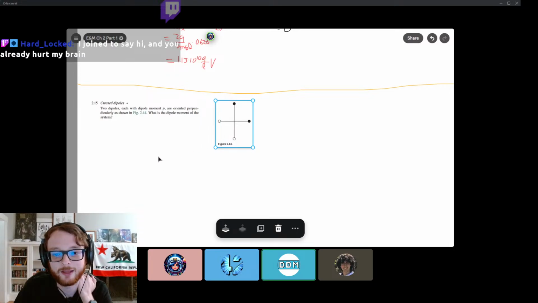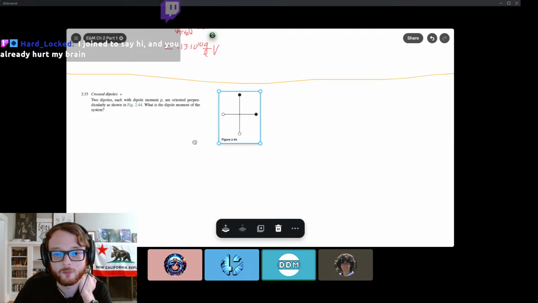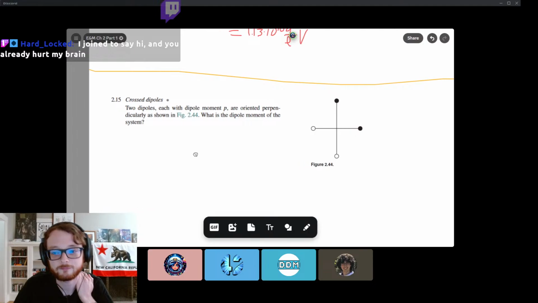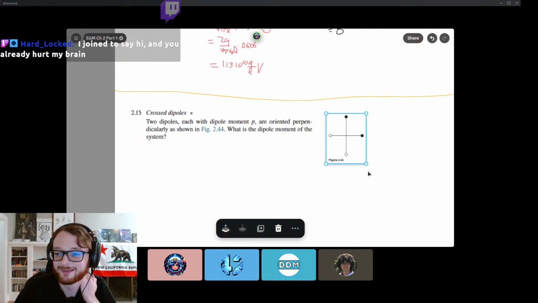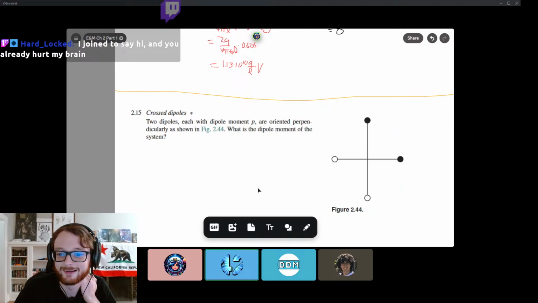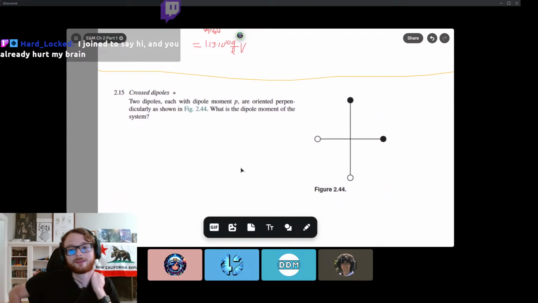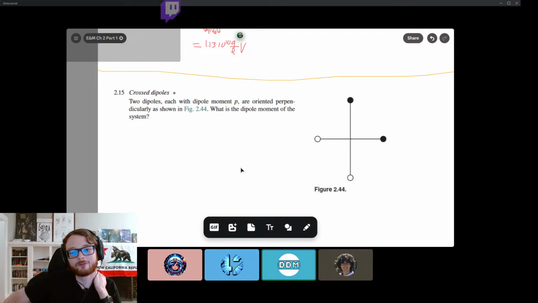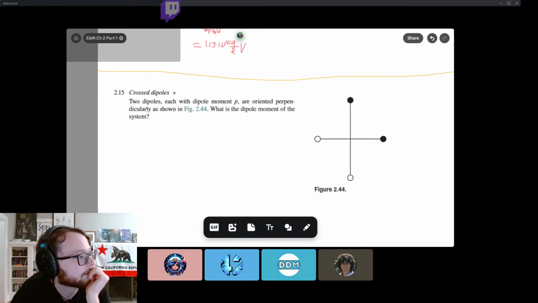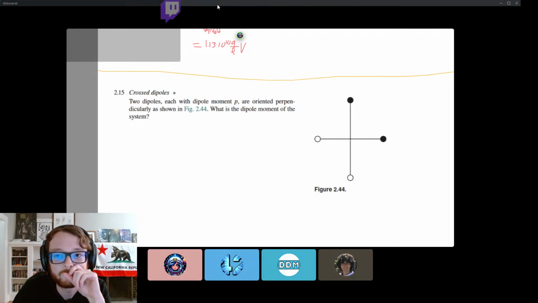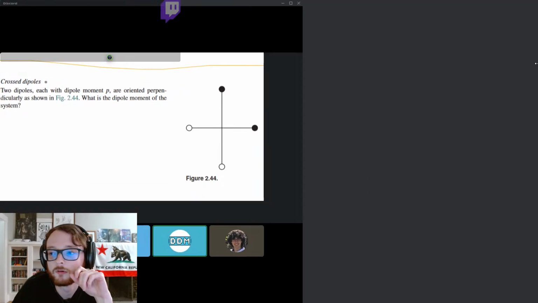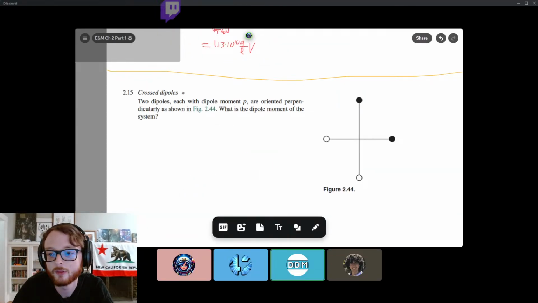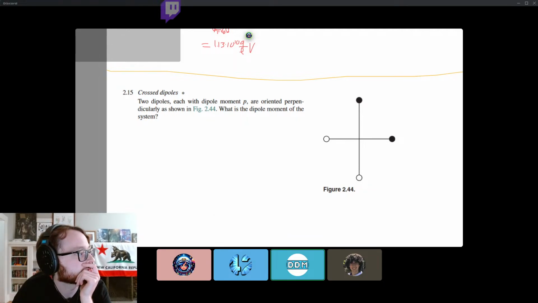Okay, I got 2.15 pasted in here, just a little bit below where we were working. A dipole moment is measured in coulombs times meters. What is the dipole moment of the system? Now, how do you get the dipole moment again?